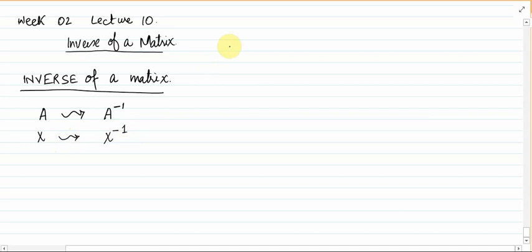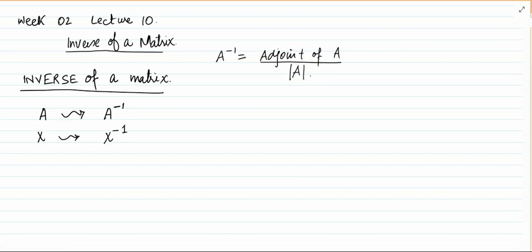Now the inverse of a matrix has a working formula which says that A inverse is equal to the adjoint of A divided by the magnitude of A. So in order to find the inverse of a matrix, we need to find the adjoint and the determinant. Now let's take an example. Let's suppose A is equal to minus 1, 4, minus 2 and 3. Just an example, right? Now what is the adjoint?